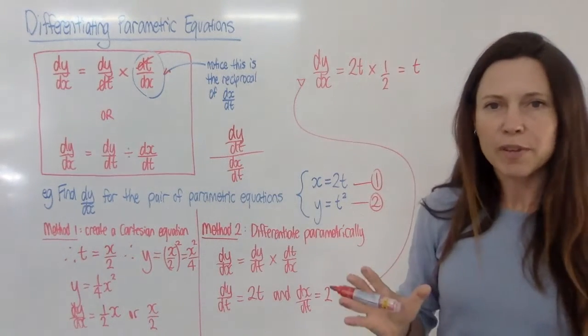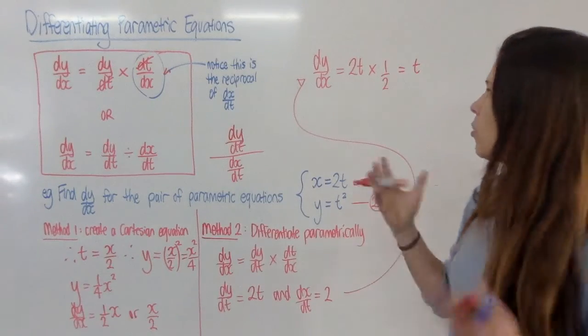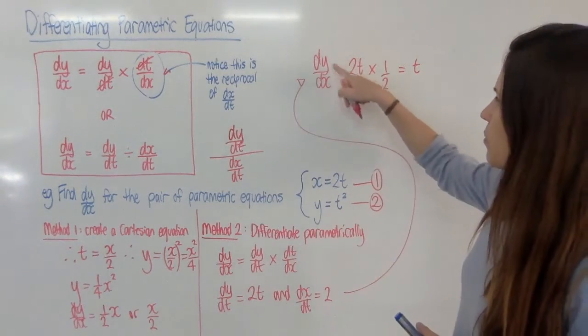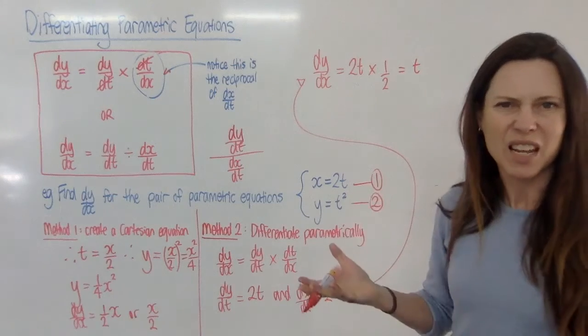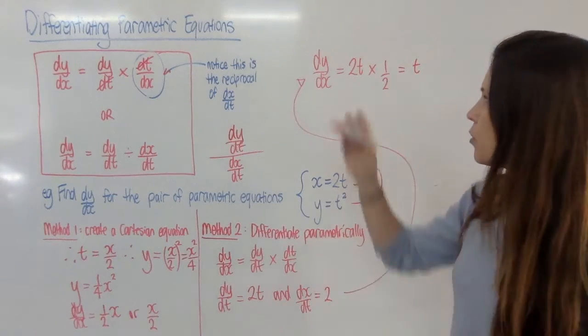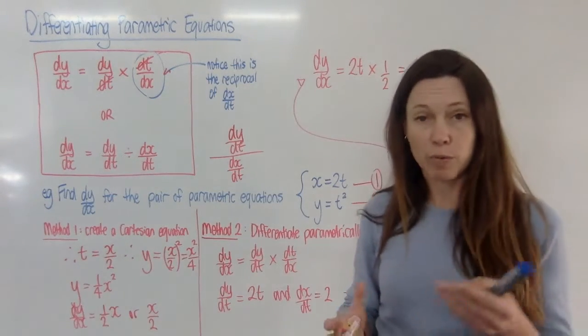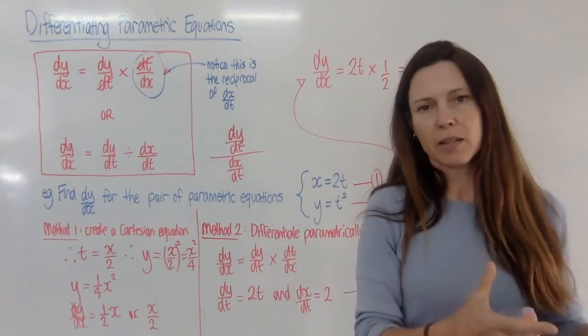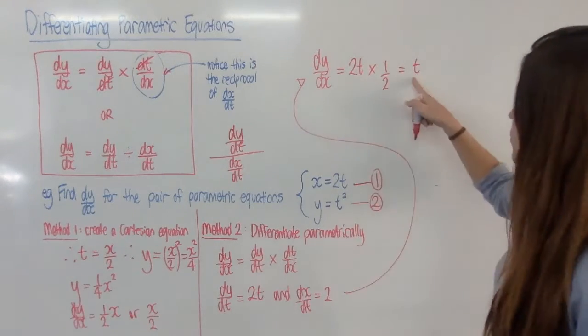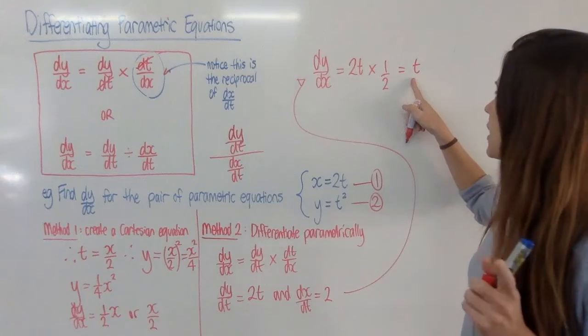Okay, now it feels like we're finished here, but we're not. Why aren't we? Well, because we're finding dy dx, and our answer is t. That doesn't really make sense, does it? If you're differentiating y with respect to x, you expect an answer that's got x's in it. So at this point, you need to be careful not to stop, but to keep going.